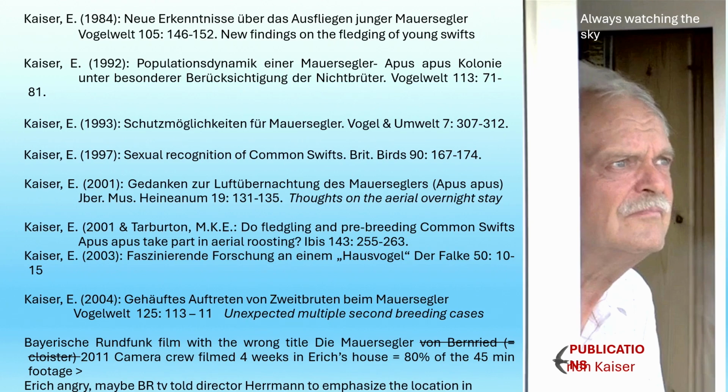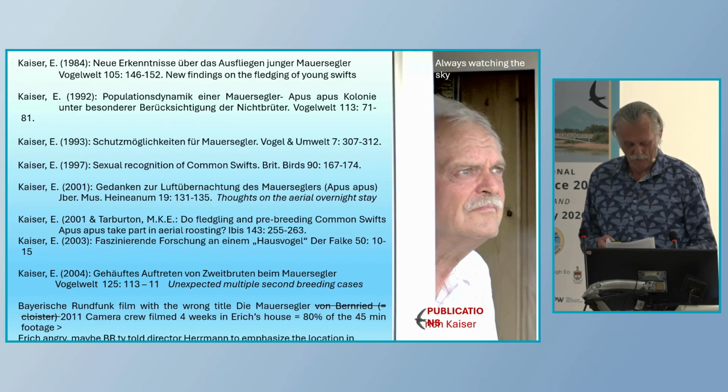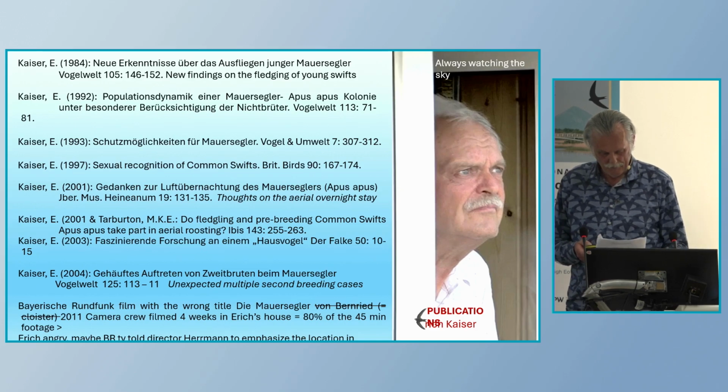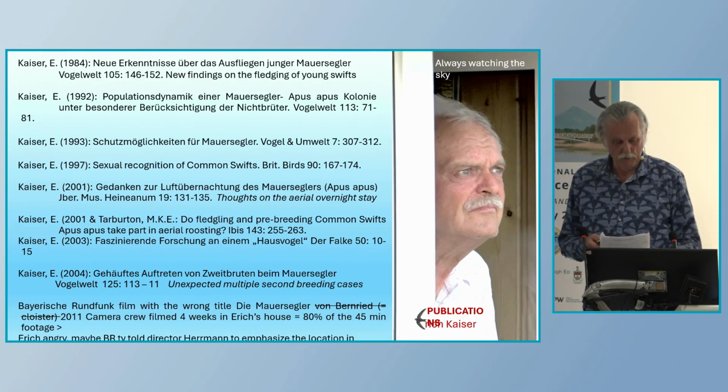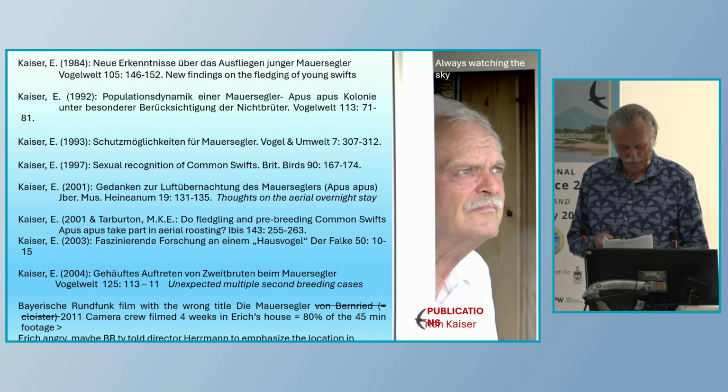In 2011, the Bavarian TV crew was filming the colony in his house for about 4 weeks. And Erich was very angry afterwards that they just called it Mauersegler of Bernried. And there was about 80% on the footage of Erich's house, but I think because it was TV Bavaria, it had to promote BRD TV.